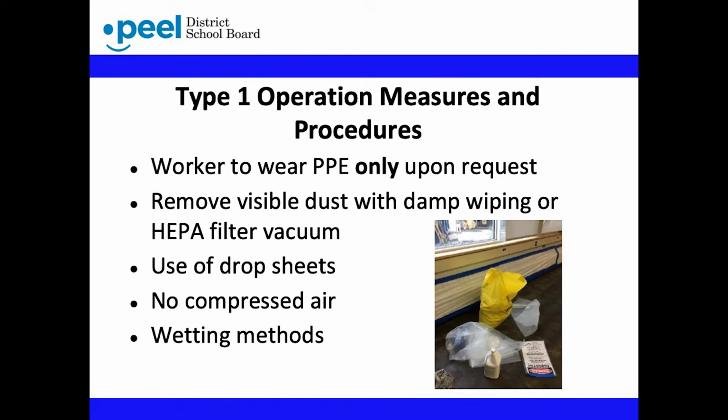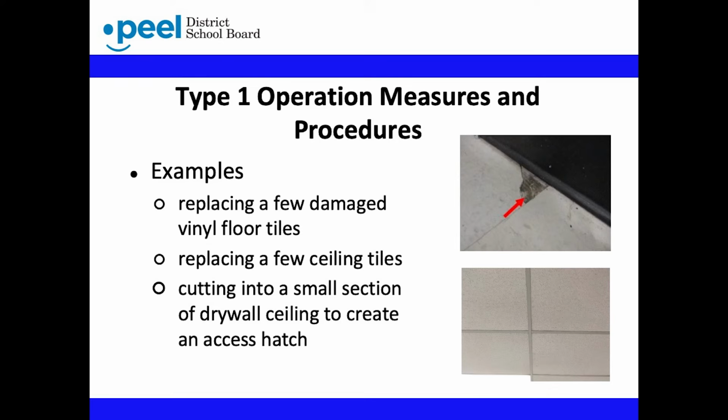Compressed air is not used, and materials are wetted with a wetting agent to control dust before removing with non-powered tools. Waste is collected in a special bag, often yellow in color, and removed by the contractor to dispose of as asbestos waste. Examples of Type 1 operations at PDSB include replacing a few damaged vinyl floor tiles, replacing a few ACM ceiling tiles, and cutting into a small section of drywall ceiling to create an access hatch.